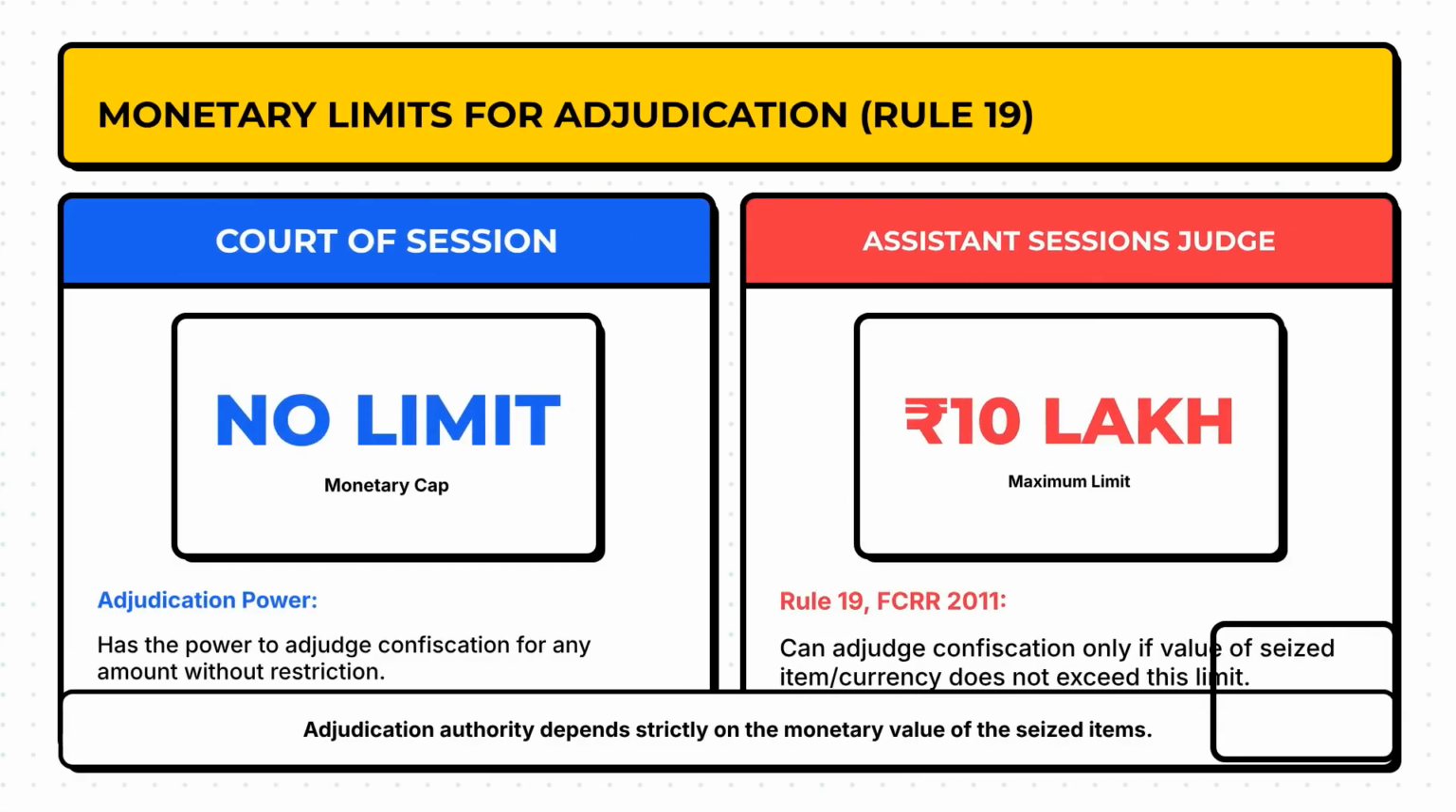The authority competent to adjudicate confiscation depends upon the value of the seized property. A court of session has unlimited jurisdiction and may adjudicate confiscation irrespective of the amount involved. However, where the central government has notified an officer not below the rank of assistant sessions judge, that officer may adjudicate confiscation only if the value of the seized article or amount of currency does not exceed 10 lakh rupees. This 10 lakh threshold is an important examination point and should always be remembered while discussing adjudication powers under Rule 19 of the FCRA 2011.